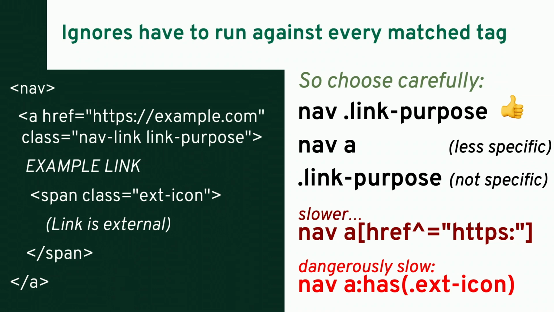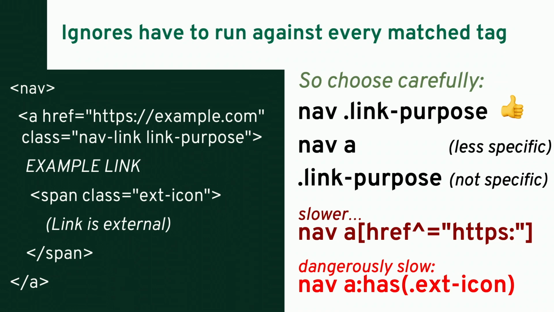So you want to try to be as specific as you can. And it's worth knowing that some parts of CSS selectors are inherently less performant. There are things called attribute selectors. I can say nav a href, that's the URL, and I can say href starts with https. That's going to select absolute URLs. It works exactly the same as nav .link-purpose, the selector link purpose is using, but it's slower. So you don't have to.